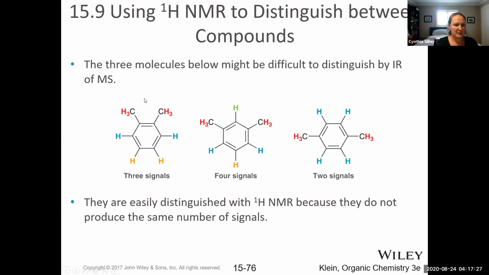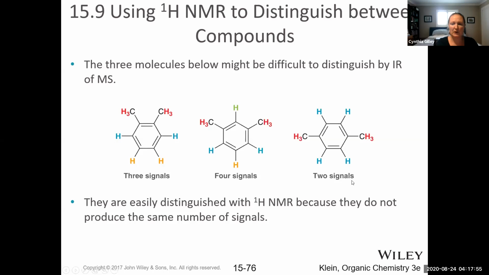You can split this one right down the center, and as a result, you're going to get 1, 2, 3 signals, where these are equivalent, those are equivalent, etc. You can split this one right down the middle here. You'll get 4 signals. By the way, this is called orthoxylene. 1,3 positioning on a ring is metaxylene. And then paraxylene, where they're opposite, actually only has 2 signals.